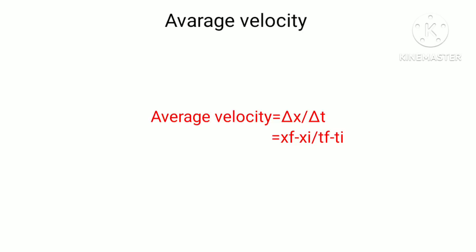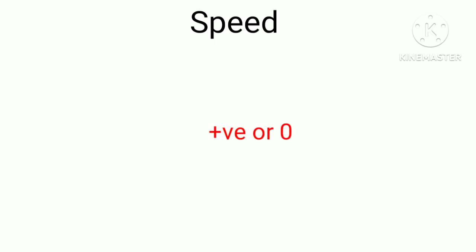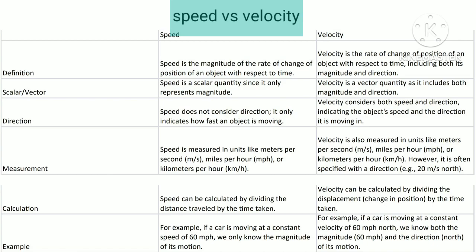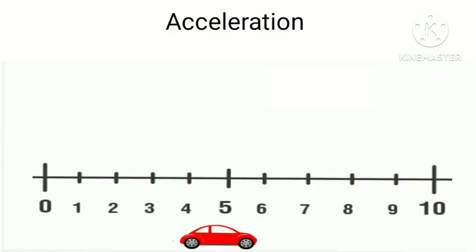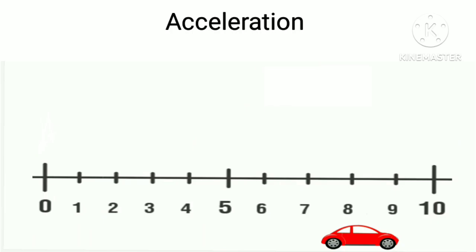It is calculated by dividing the total displacement of the object by the time taken. Velocity can be positive, 0 or negative, while speed is always positive or 0, which you can also include in the previous speed versus velocity table. Acceleration is defined as the rate of change of velocity of an object with respect to the time. In simpler terms, it measures how quickly an object's speed or direction of motion changes.